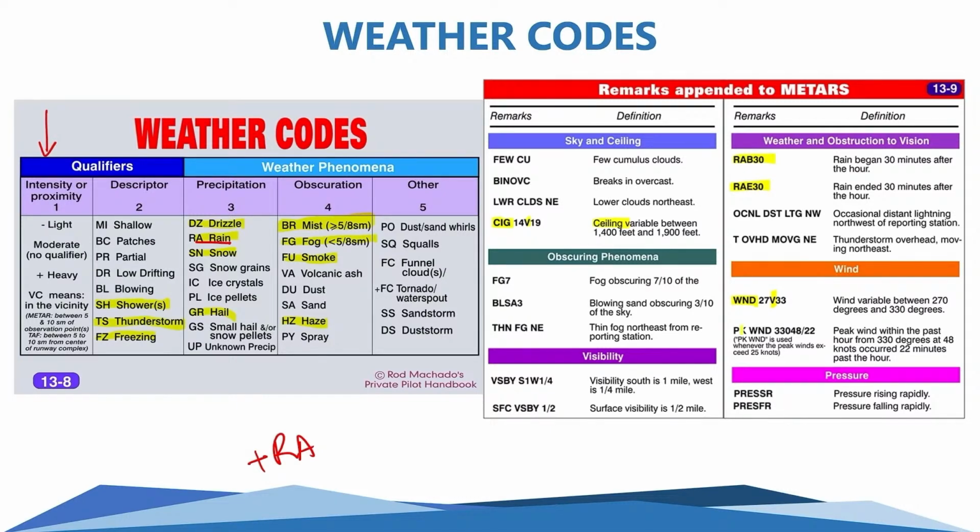If it's very, very windy and the municipality has the extra equipment, it might tell you the peak wind, right? So the peak wind here, the value at the very front is telling you the direction and the velocity, and then it will tell you the time past the hour. The direction is 330 at 48, and it occurred 22 minutes past the hour.